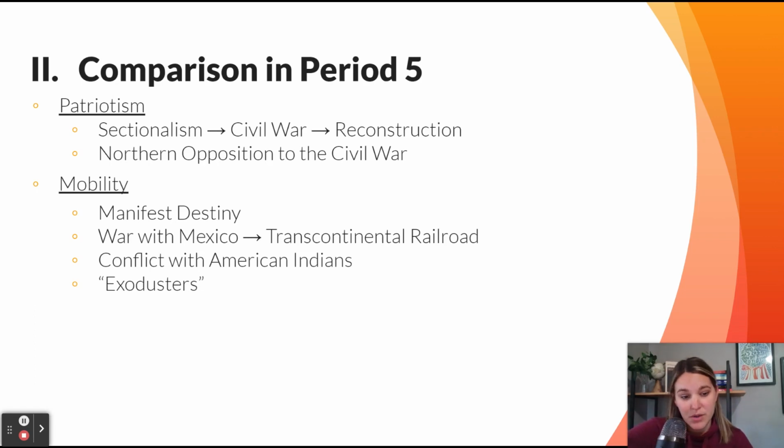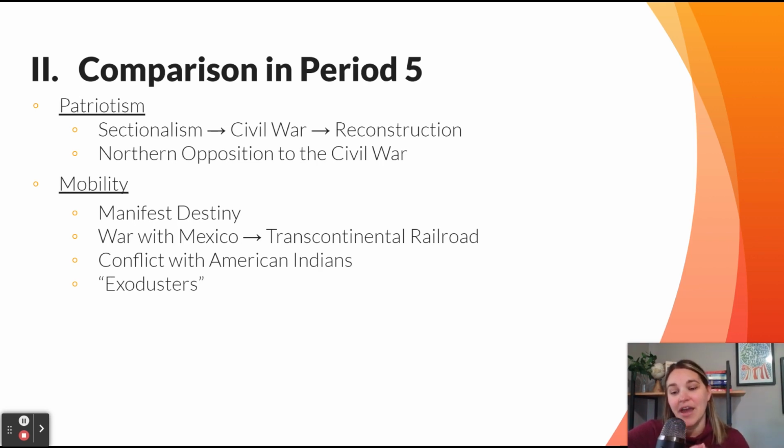Also, you could look at it as a whole nation, but you could break it down to one region. And you could think about how even in the North, there was opposition to the Civil War. And so, really kind of showing that this isn't a period where there is a lot of patriotism, despite that being an American value.